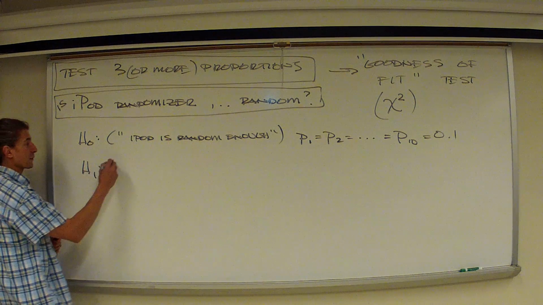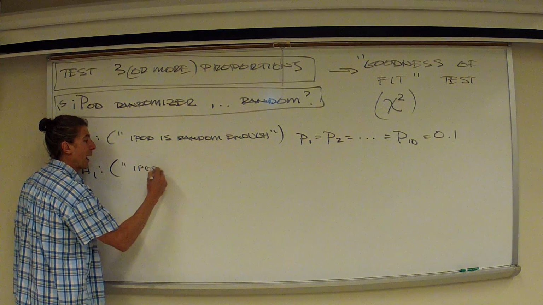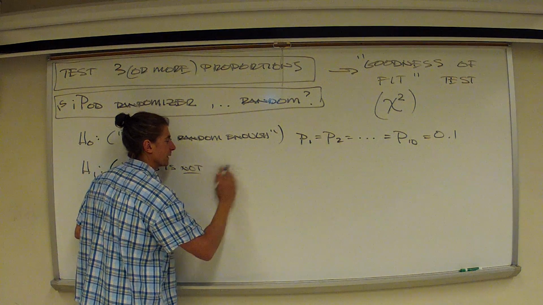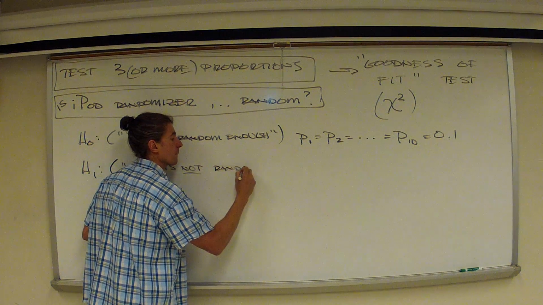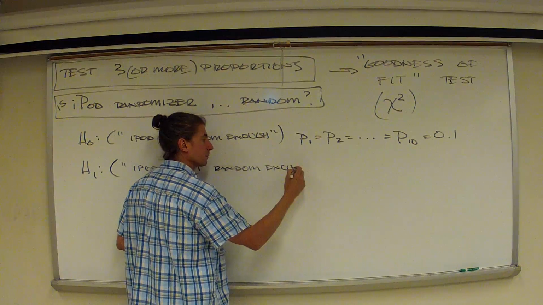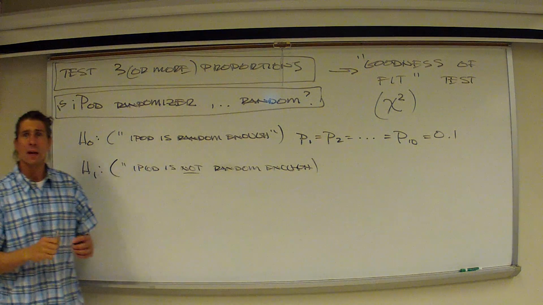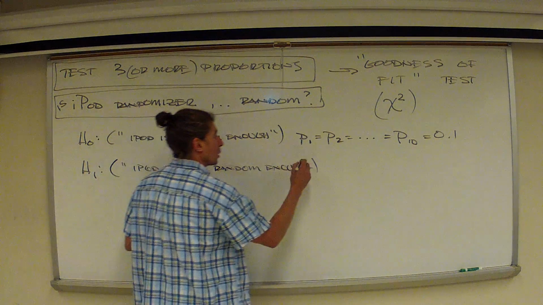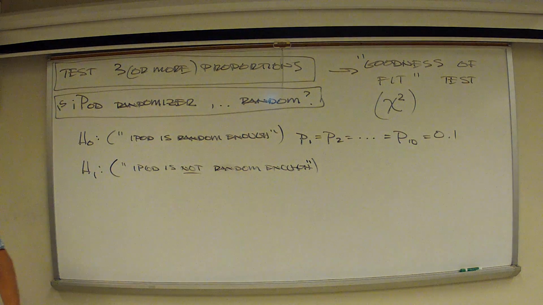So the alternative is definitely going to be that the iPod is not random enough. I'll spell that. Yes or no, I guess: not random enough. Do you remember the way we phrased that? Go ahead, Richard. The way we phrased it, without saying the iPod is not random, which is okay to say: the proportion does not equal 10%. Good. At least one of them is significantly different from that 10%.